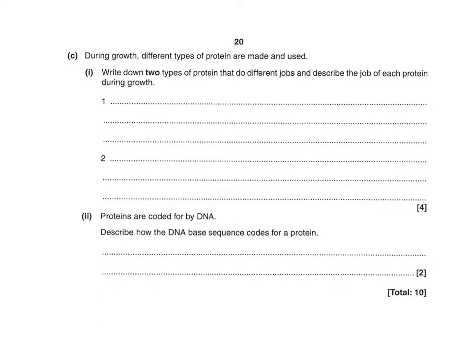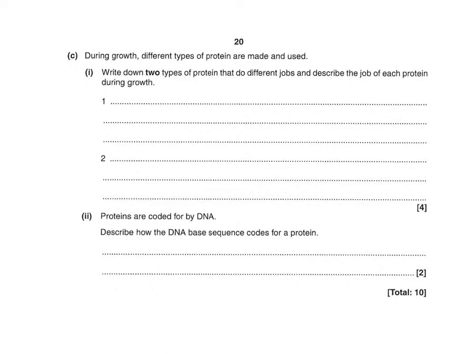So you could say structural proteins for a mark, to build new tissue. So that could be the first couplet. You could say that hormones for a mark control growth for your second mark. You could say carrier molecules for a mark, to transport materials for a mark. And you could say enzymes to control chemical reactions for 2 marks. So any 2 of those proteins with their explanation for 4 marks.